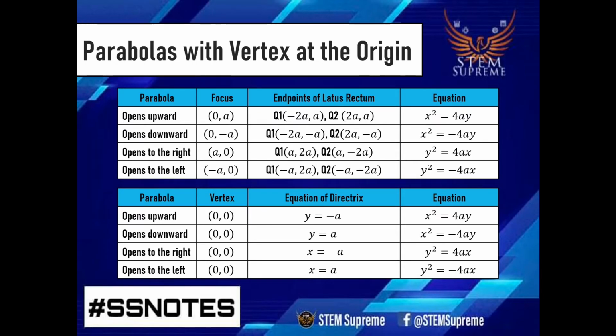Para sa parabola that opens to the left, ang focus ay located sa point na (-a, 0) at ang endpoints sa latus rectum nito ay nasa (-a, 2a) at (-a, -2a). Ang equation ng parabola that opens to the left is given by y squared equals negative 4ax.